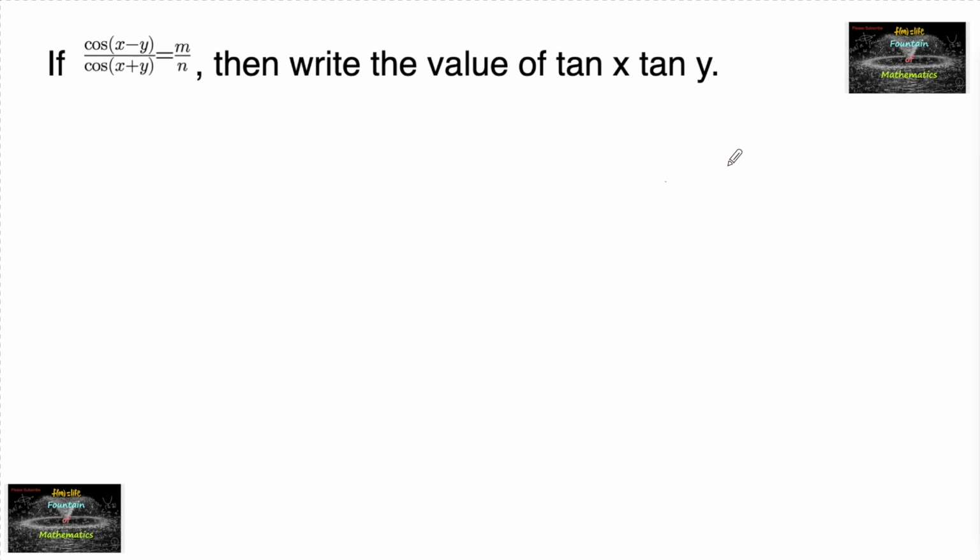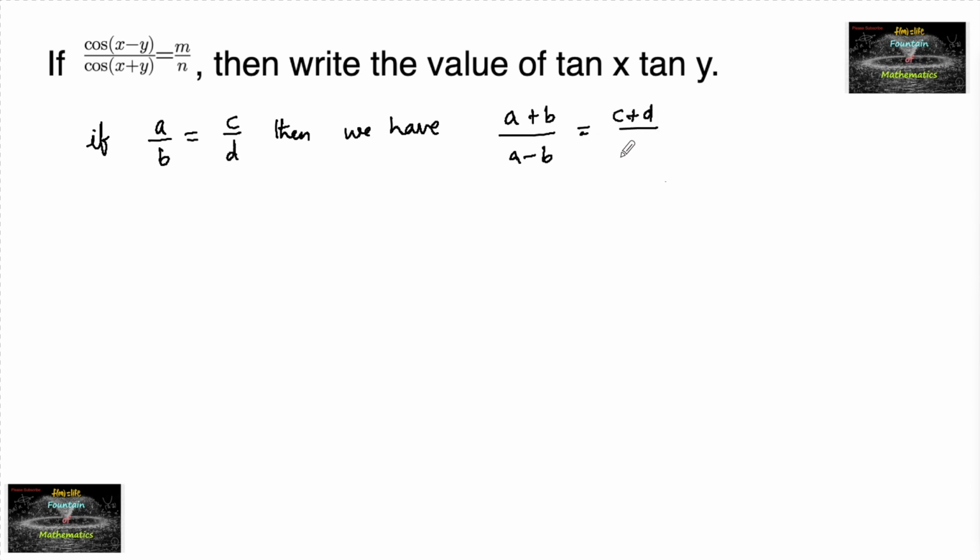If cos of x minus y upon cos of x plus y is equal to m upon n, then write the value of tan x into tan y. So let's apply the concept of componendo and dividendo in proportions. If a upon b is equal to c upon d, then we have a plus b upon a minus b is equal to c plus d upon c minus d. So which is the componendo and dividendo property.